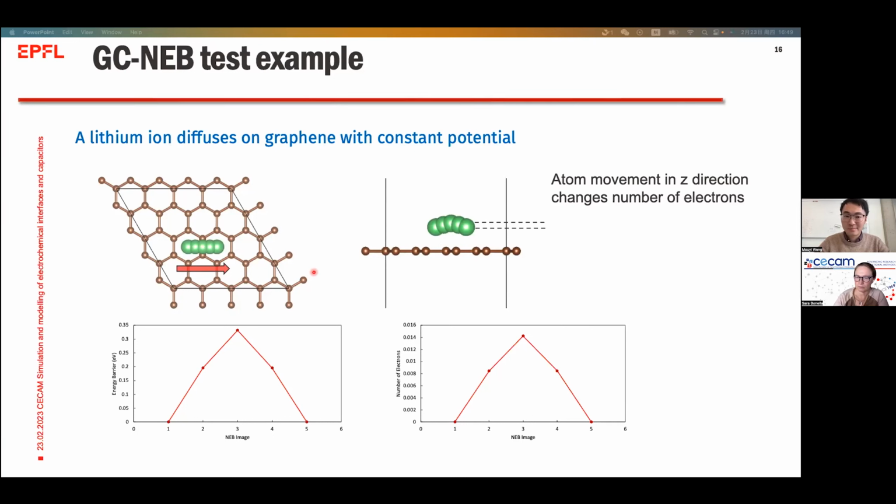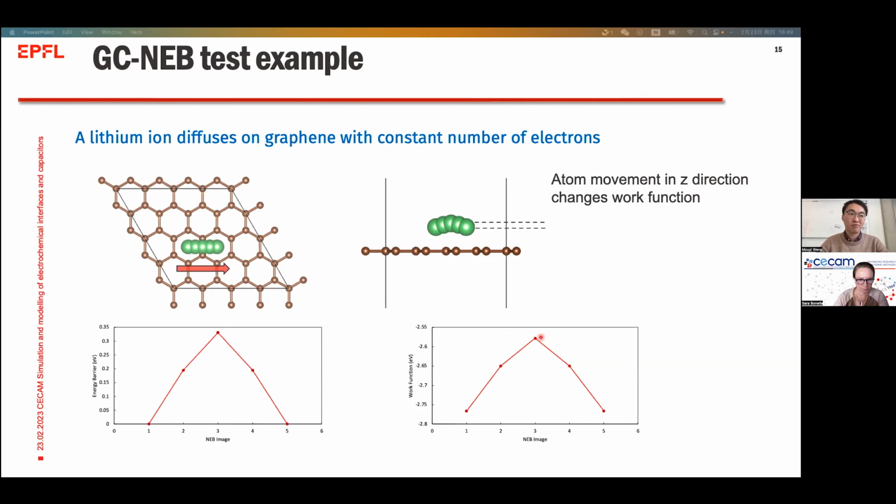Okay, so yeah, this is really a thing that we found, that these two barriers have almost the same number. I think one thing is that the number of electrons changes very little, and there's not much effect, because first, this lithium ion moving in the z direction changes the work function by maybe just 0.1 eV, and also the base is graphene, which can change its Fermi energy with very little changes in the number of electrons.